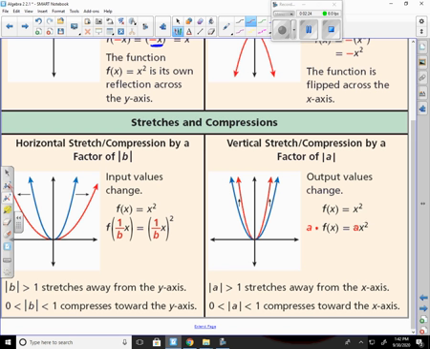So I take my function x squared and I multiply it by a number. If that number is bigger than 1, then it's going to be a vertical stretch. If it's less than 1, it's a vertical compression. So it compresses down towards the x-axis. So if this number here, we don't flip it, we don't put it in a fraction form or anything, unlike the horizontals. If that number is bigger than 1, it stretches away from the x-axis. And if it's smaller than 1, or a decimal or a fraction, it's going to compress towards the x-axis.